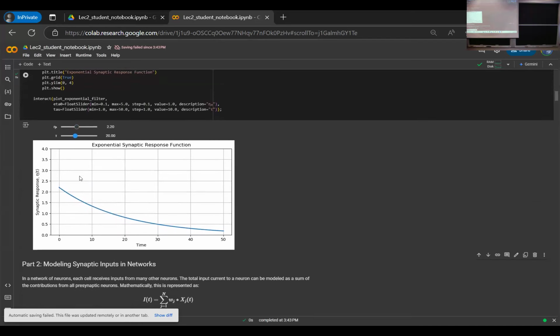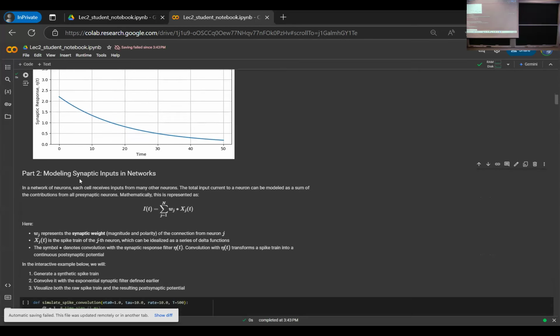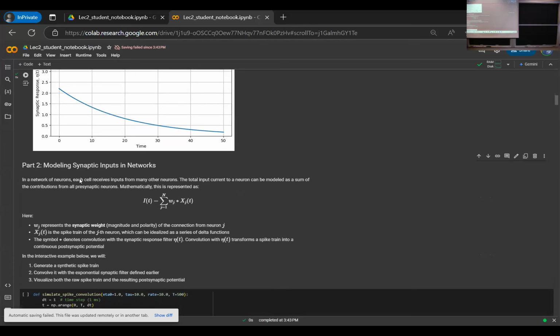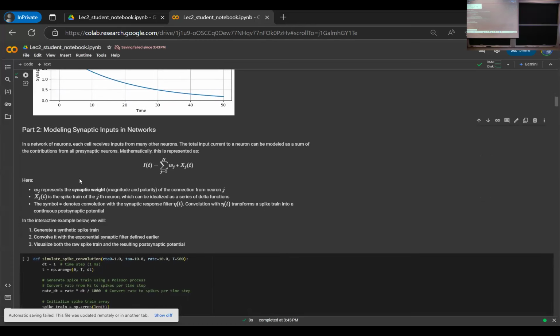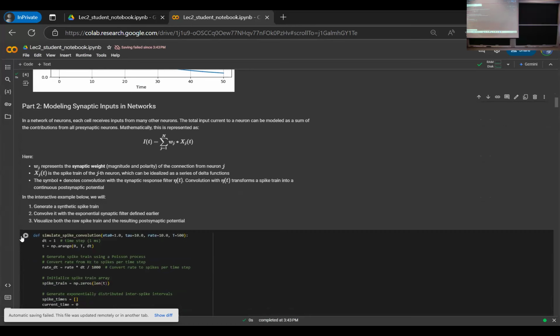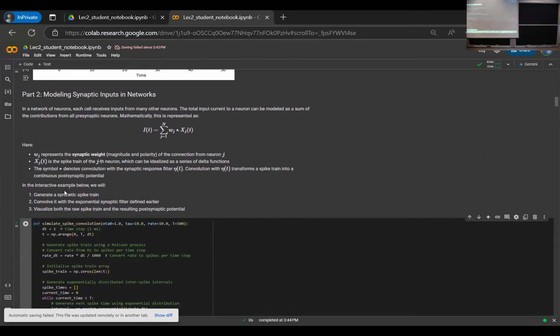Now, this is just at the level of a single synapse. But if you want to extend this to ask how this actually interacts with a spike train, this is what we get. This is part 2. And at any point, if there are any questions, just let me know, because otherwise it's going to be a pretty quick tutorial.